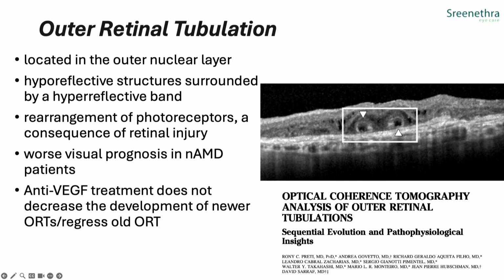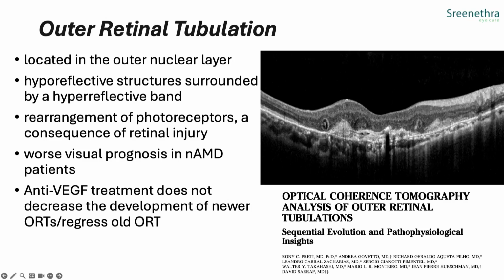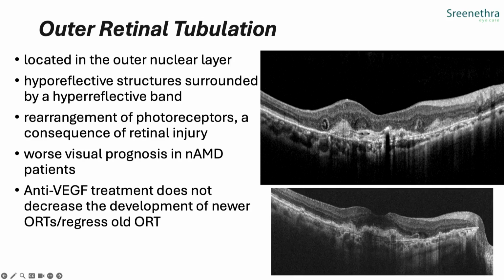ORT are these hyporeflective areas surrounded by a hyperreflective band, and these are the rearrangement of the photoreceptors and indicate poor visual prognosis. The anti-VEGF treatment does not decrease the development of newer ORTs, nor does it regress the older ORTs. So you can see ORTs in different stages of evolution, one where it has fully developed and one where it is in progression.